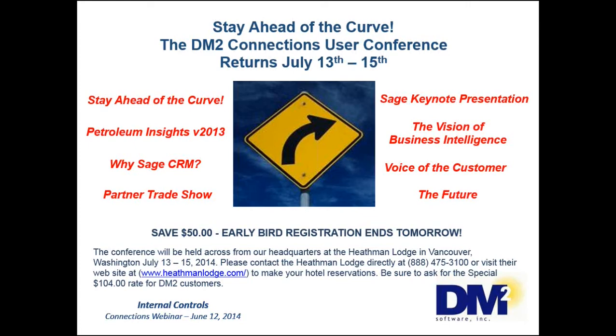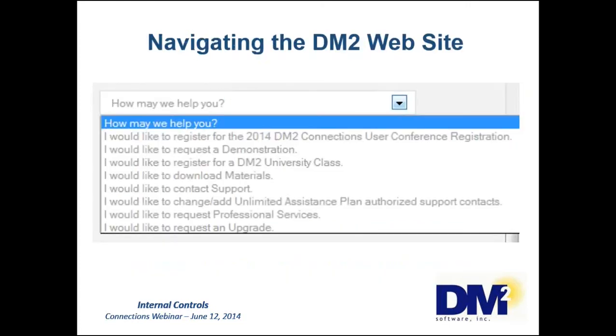And just one more slide, Patty, before I turn it over to you guys for the Q&A. You saw this previously on one of Patty's slides, but this has been updated since she took her little snippet there. So you can see if you go to the How May We Help You menu that you can find in the header of every one of our web pages, you'll see the drop-down menu here, and you can select registering for a user conference, as well as register for any of the DM2 University classes that we have available in addition to the other services that you can inquire about.